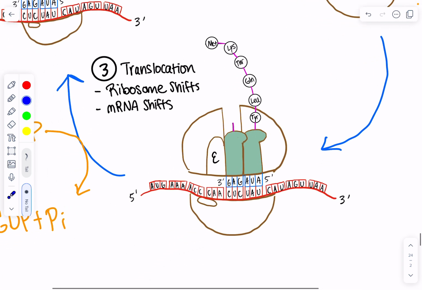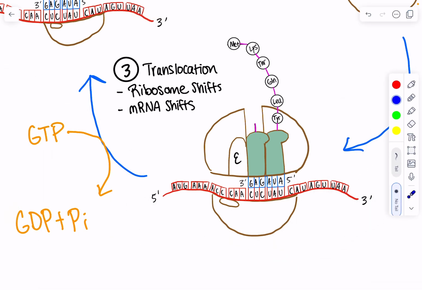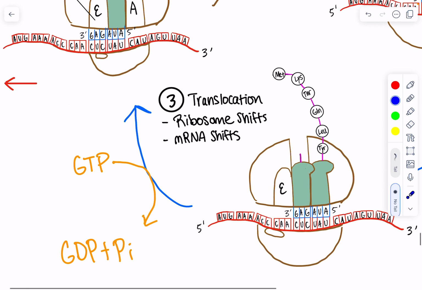Step 3, we can see how that all transferred over right here. And now we have our chain of amino acids here in the A site, and in the P site, that tRNA doesn't have anything, right? No amino acids. Okay, so what's the next thing that happens? Translocation. So translocation is when the ribosome is going to shift, and this is also going to cause a shift in the mRNA. And this process requires energy as well in the form of GTP. So we'll take a look at that here.